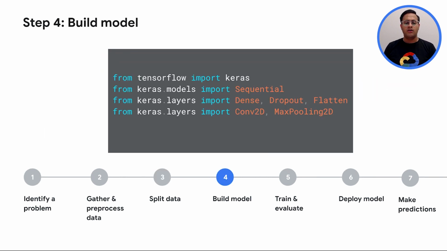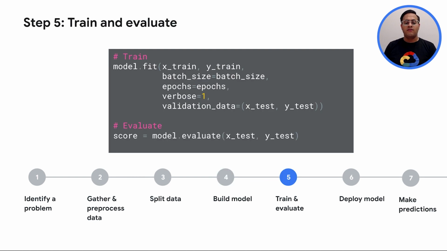Step 4, we then need to use a machine learning framework like TensorFlow, import various libraries and build the model structure. This process gets more and more complicated as we go on. Step 5, we finally train the model and evaluate the model against the unseen data in the testing dataset.